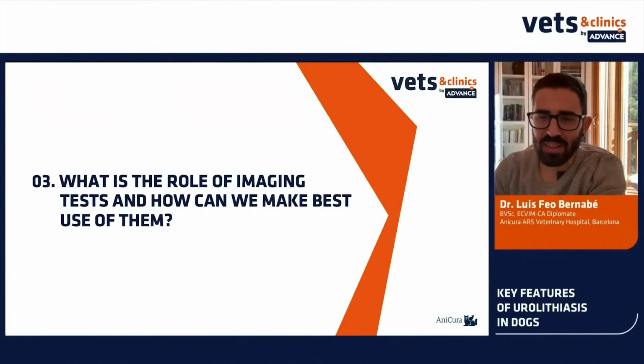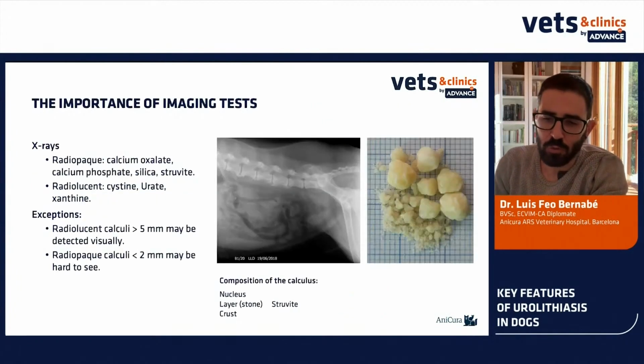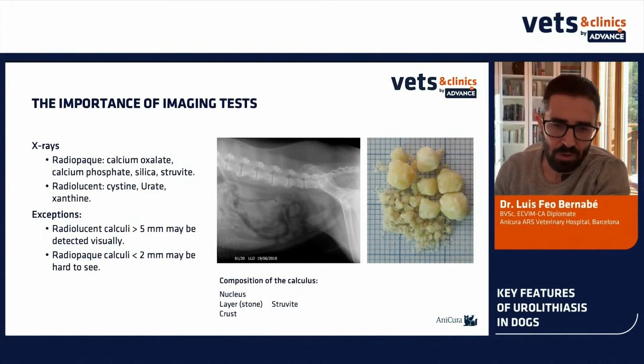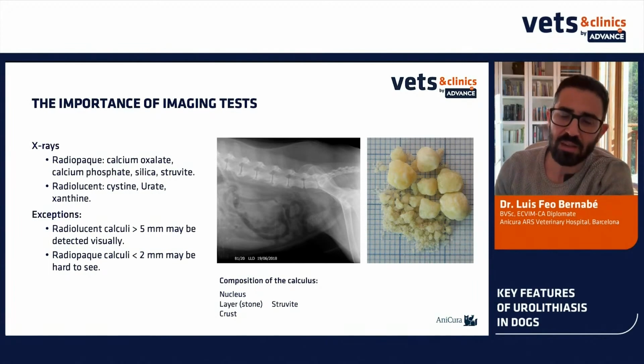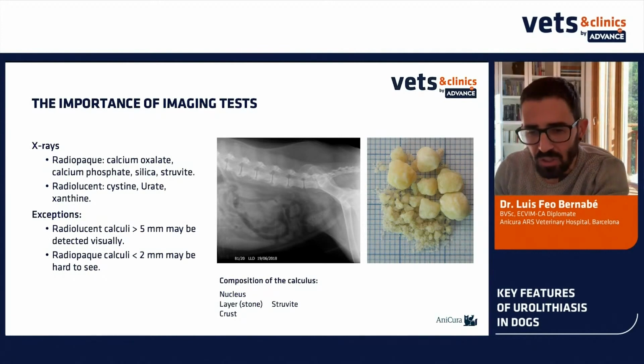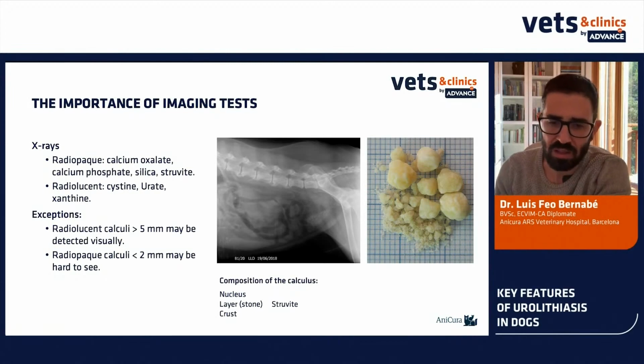Yeah, so I think that the imaging tests are really important, and for sure to everybody the radiographs, abdominal radiographs, are very, very important. And one little thing that I think we always need to remember is that the radiopaque calculi or uroliths are calcium oxalate, calcium phosphate, silica, and struvite. However, the radiolucent ones that you are not seeing with regular radiographs are cystine, urate, and xanthine.